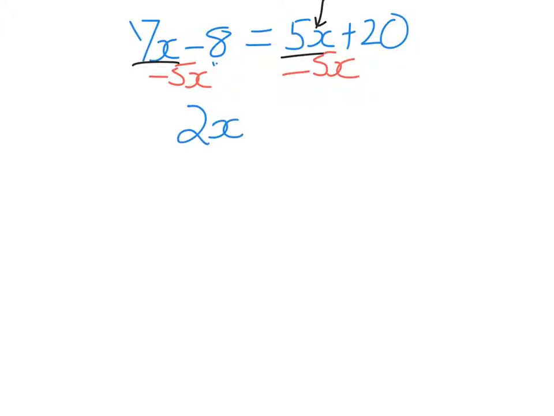I can subtract them because they're like terms. I haven't done anything with the negative 8. So 5x minus 5x is just 0, so I'm just left with 20 on the other side. That's the hard part done. You know how to solve it from here.